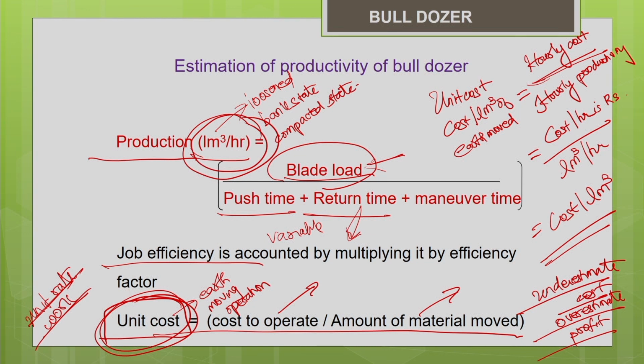So, what we discussed is one way of estimating the productivity. For that you need the information on the blade capacity, the haul distance, and the rolling resistance and grade resistance, so that I can find the speed of the machine. With that I can calculate the productivity.